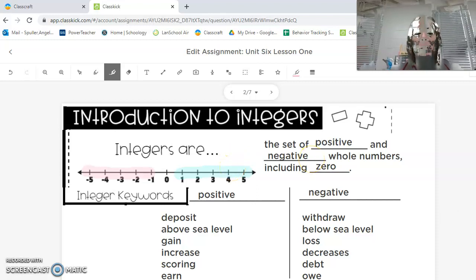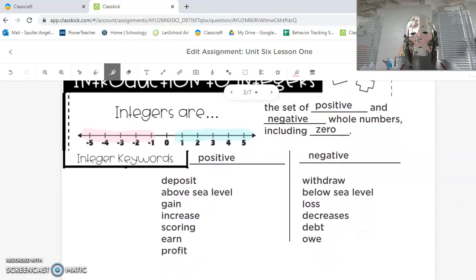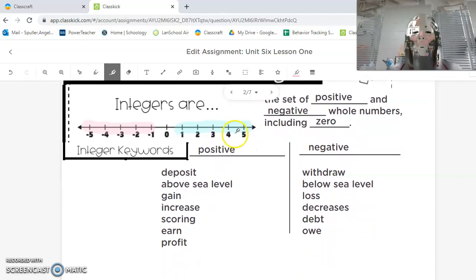All right, so here are some of the key words that I want you to write into your notes. When we talk about positive numbers, a lot of times we see deposit, above sea level, gaining, increasing, scoring, earning, we made a profit. Okay, for negative numbers, a lot of the keywords that you'll hear are withdrawal, below sea level, loss, decrease, debt, we owe.